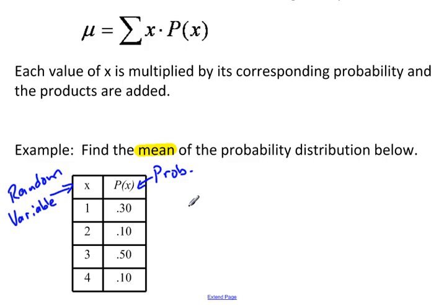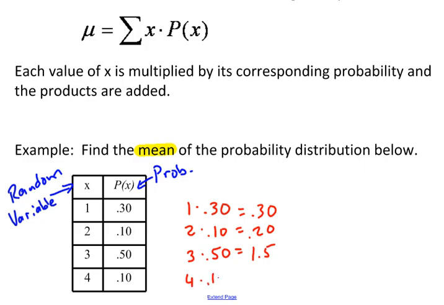So here I'm going to go with 1 times 0.30, which is equal to 0.30. And then 2 times 0.10, and 2 times 0.10 is 0.20, and then 3 times 0.50, 3 times 0.5, or half of 3, is 1.5, and then 4 times 0.10 is equal to 0.40.